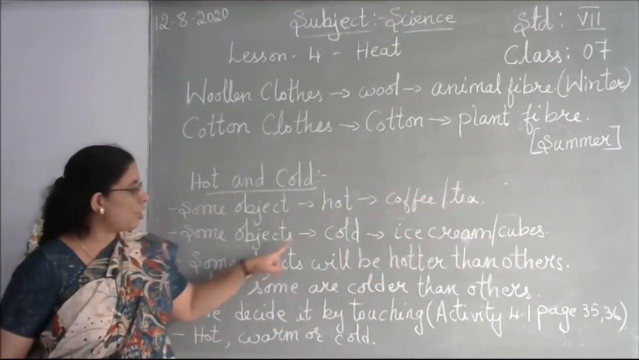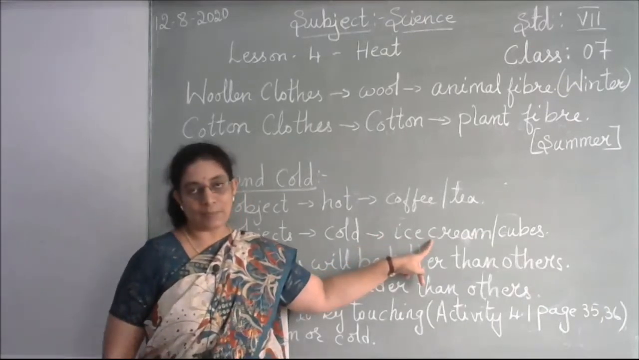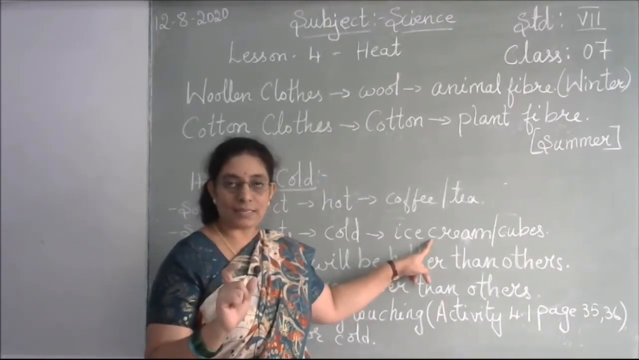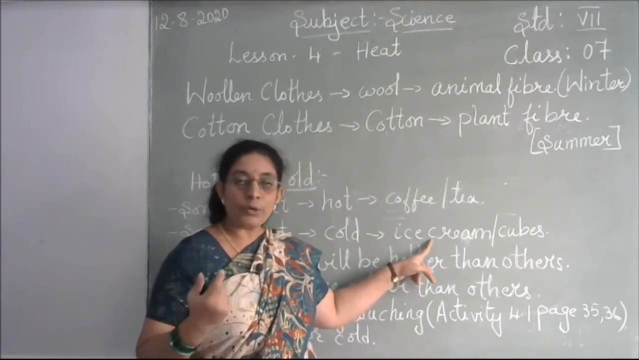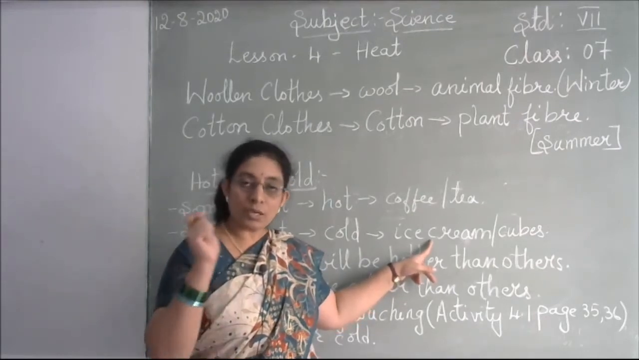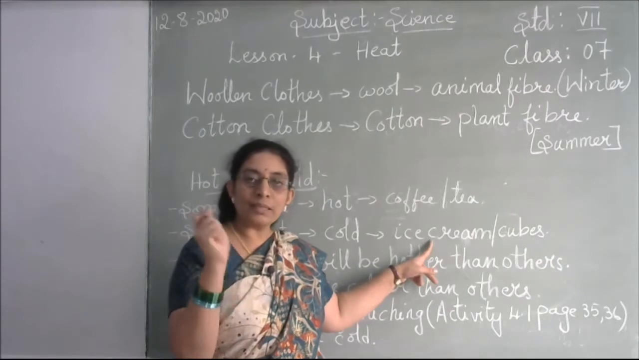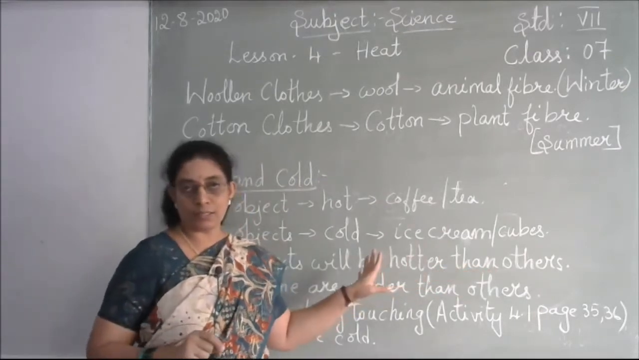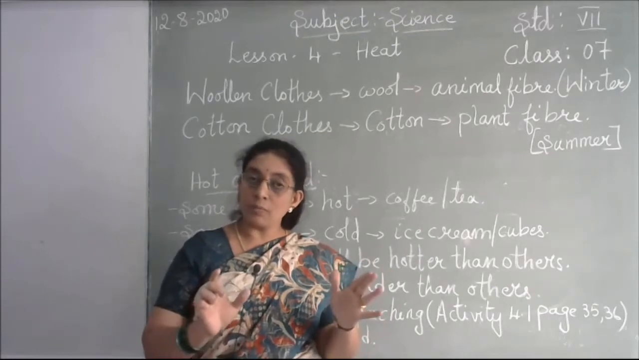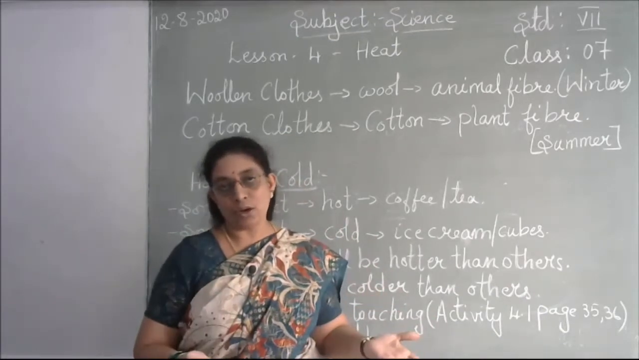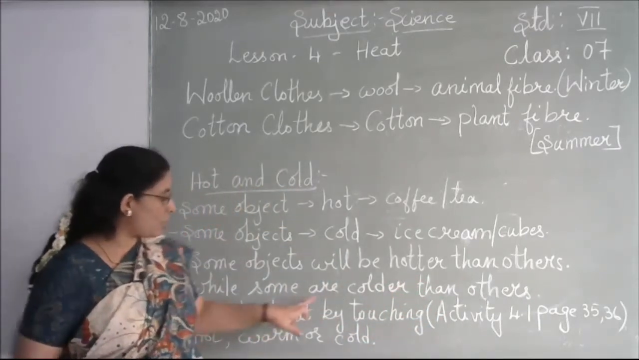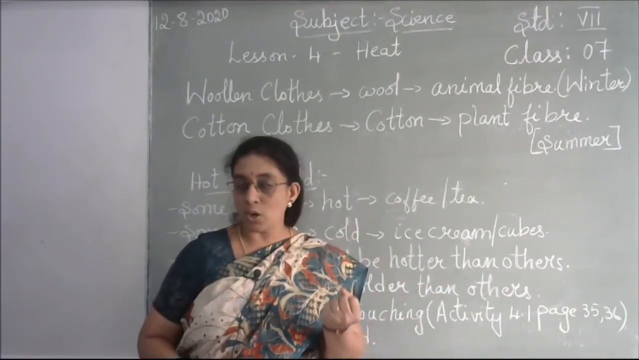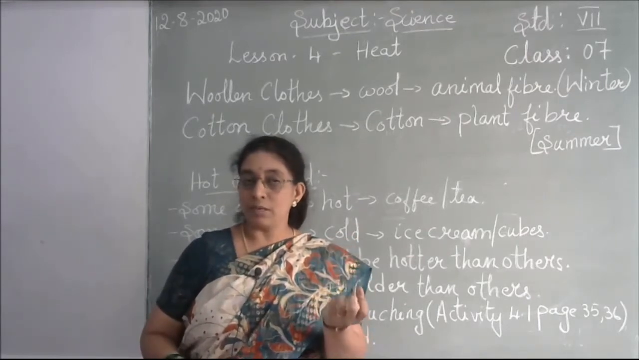Some objects are cold, especially ice cream. The minute you buy ice cream and hold it in your hand, you will feel its chillness. In the same way, when you get hurt, the first thing we do is put ice cubes. The minute you hold an ice cube in your hand, you will know that it is cold. Some objects will be just hot and some objects will be hotter than others, while some objects are colder than others. Ice cream in your hand will be cold, and an ice cube in your hand will be very cold.